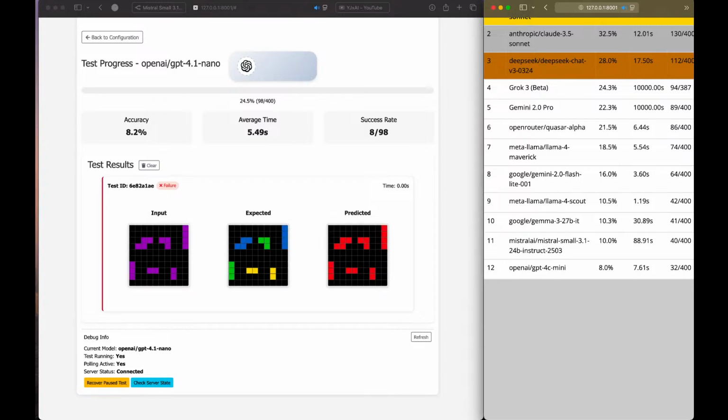Do you know how it compares in coding tasks? Not yet. I have to test it. I'll be doing a comparison video soon.